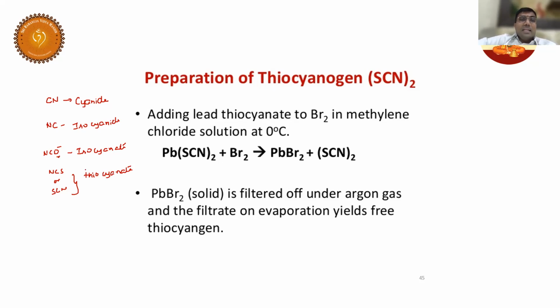See here, this is lead thiocyanate. Can you see it is given here? Lead thiocyanate reacts with bromine and forms thiocyanogen. Clear or not? So this is about the cyanogen, thiocyanogen chemistry. You can see here, this is thiocyanate, right? So this is all about the preparation of pseudo halogens. Well, students, now we are getting into the core part.